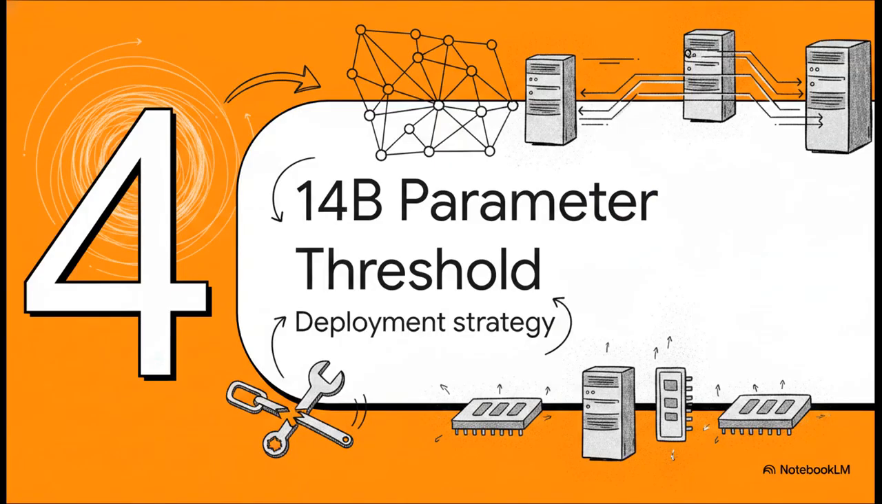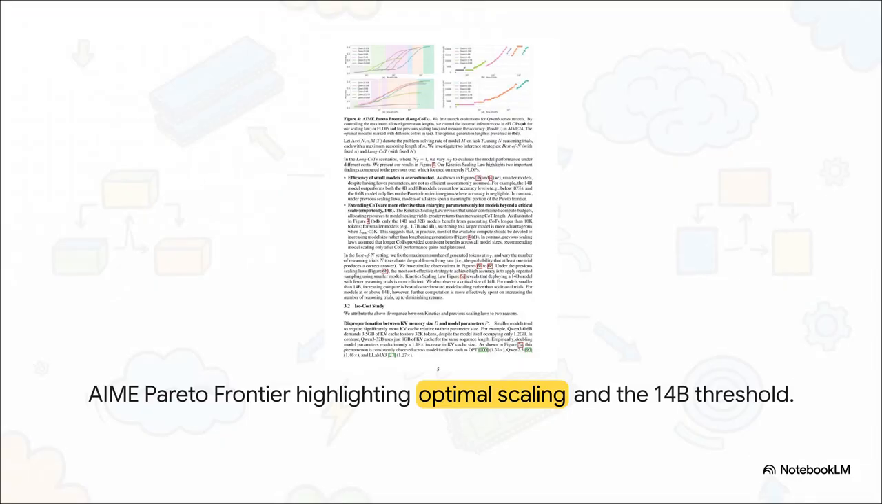Moving right along to Section 4, the 14B parameter threshold. If we look at the optimal scaling strategies, specifically on the AIME Pareto frontier, a really clear, undeniable threshold emerges. A 14 billion parameter model just outright outperforms smaller 4B and 8B models, even when you give those smaller models massive amounts of test time compute. It proves that our computational resources are actually best spent scaling the model size up to this 14B threshold first, way before we ever start playing around with long reasoning chains.